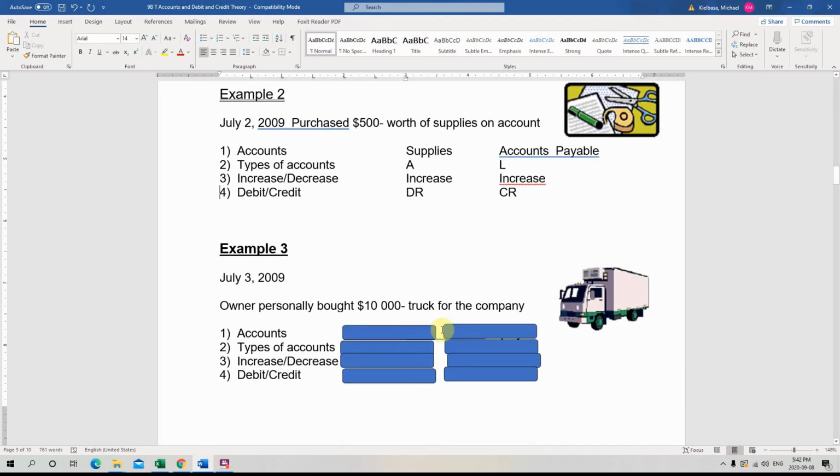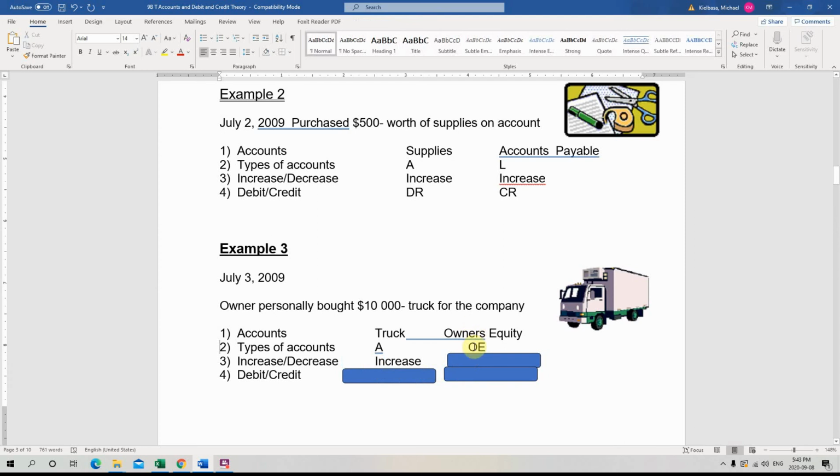All right, example number 3. On July 3rd, the owner personally buys a $10,000 truck for the company. So one account is truck, and the other account is capital or owner's equity. Now, truck is an asset, and owner's equity is an owner's equity account. So, truck is going to go up, right?